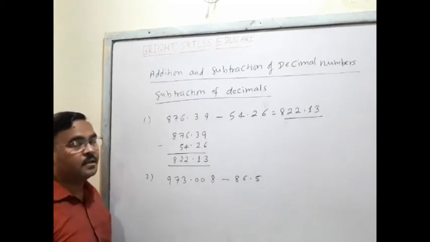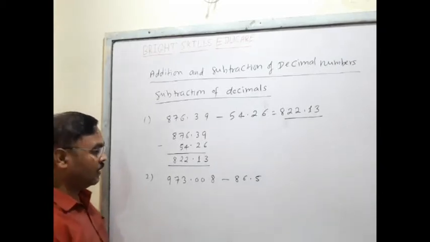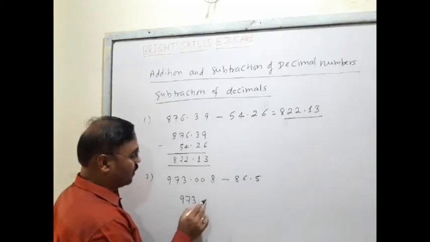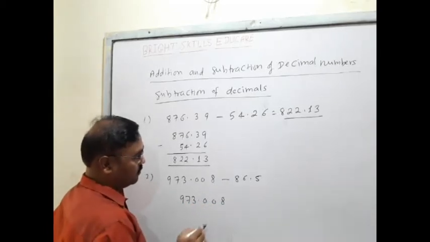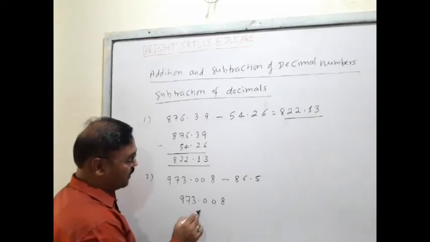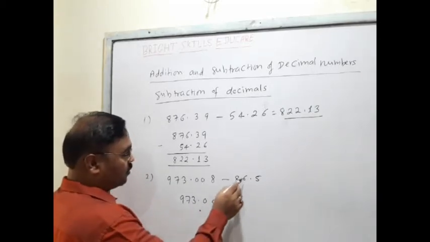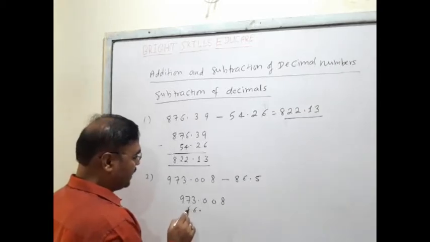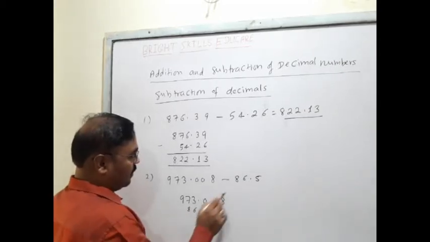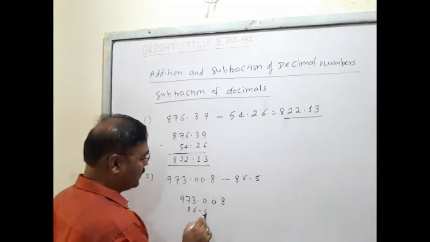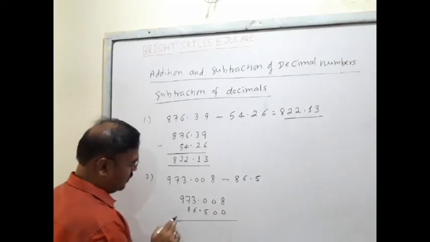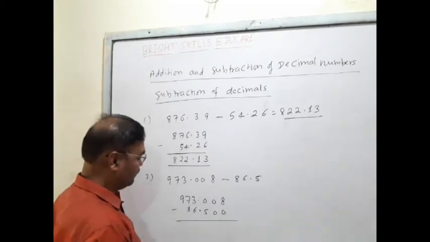$973.008 minus 86.5. See very carefully. First write 973.008. Decimal should be below the decimal point. Before that 86. So 6 is at unit place, 8 is at 10th place. 5 is 1/10th place and no number is here, so put 0, 0. Now you can subtract it.